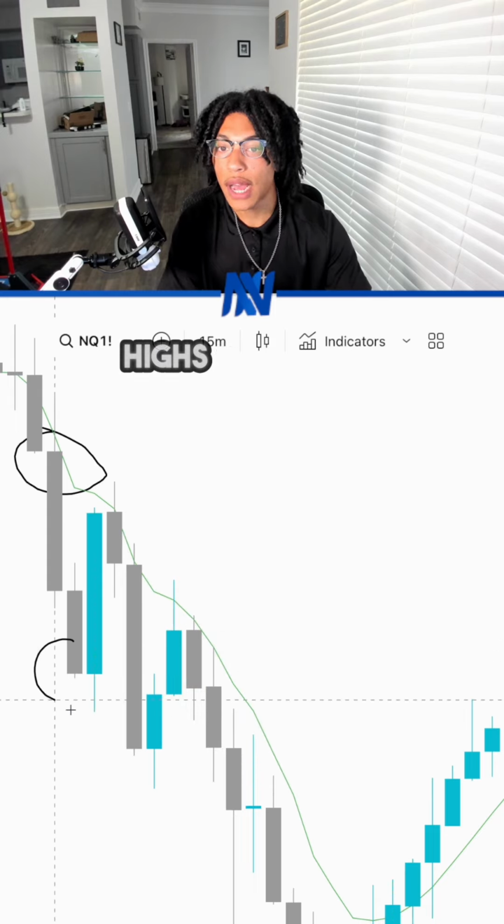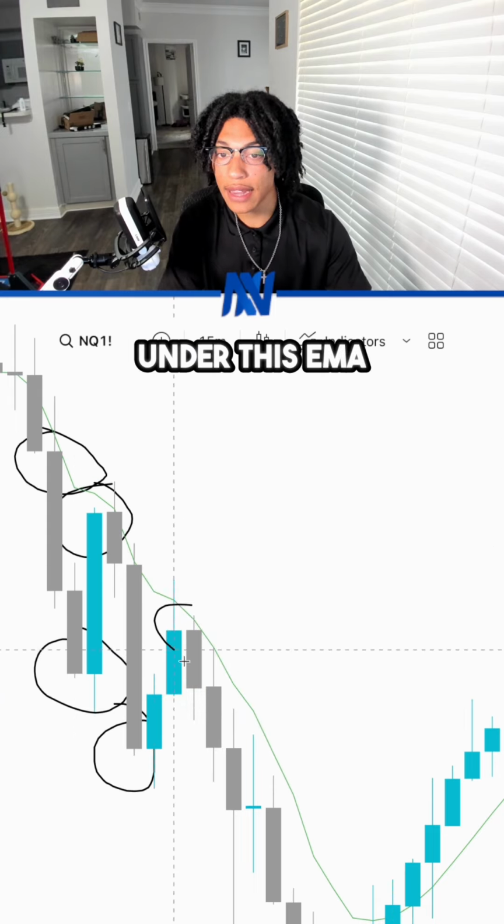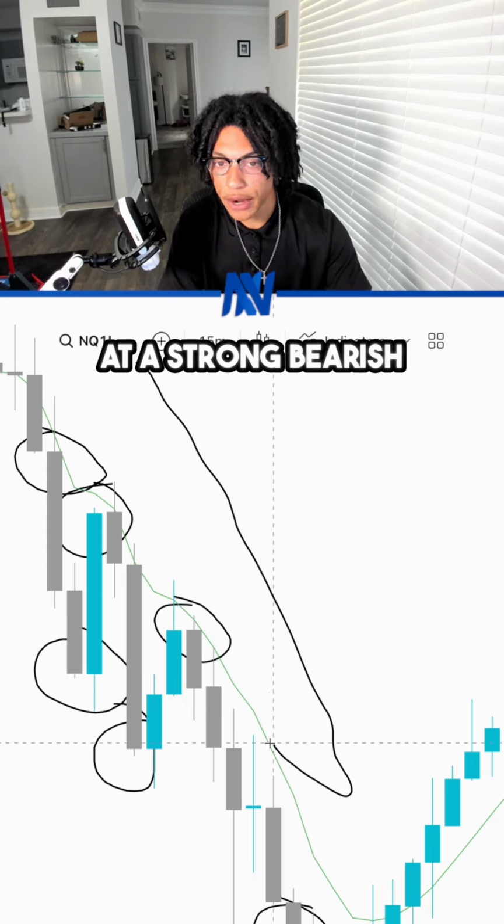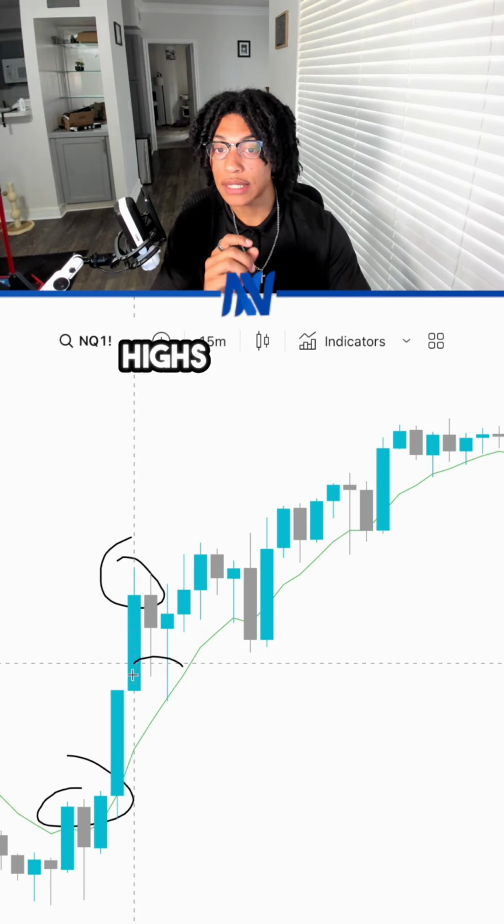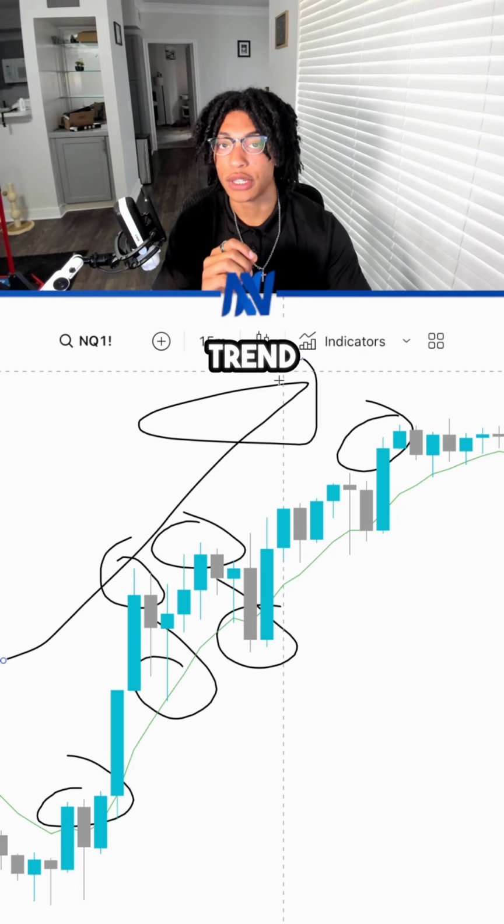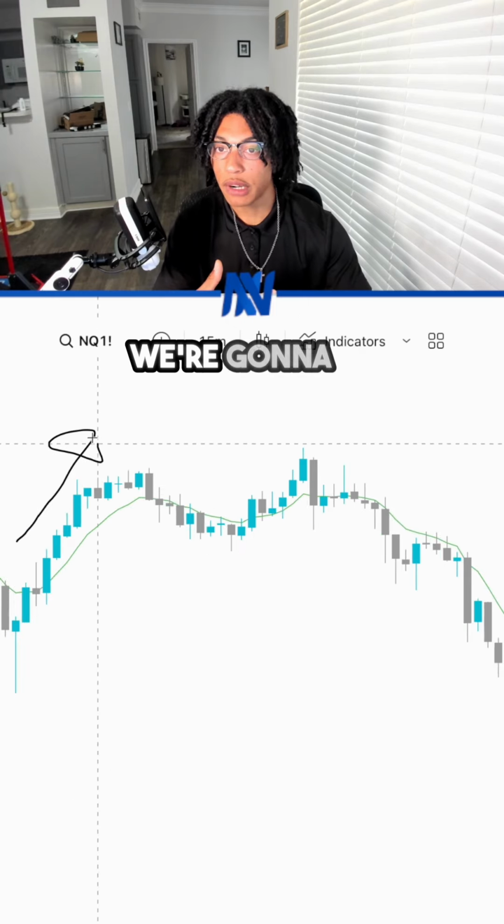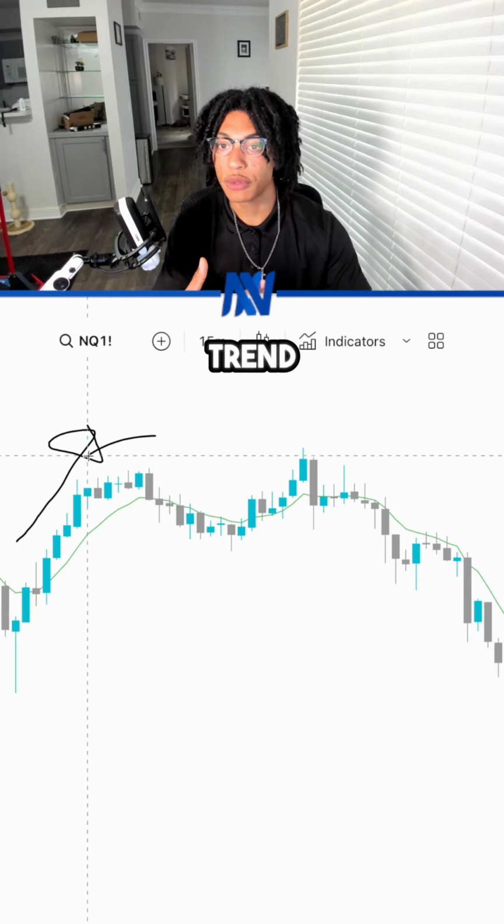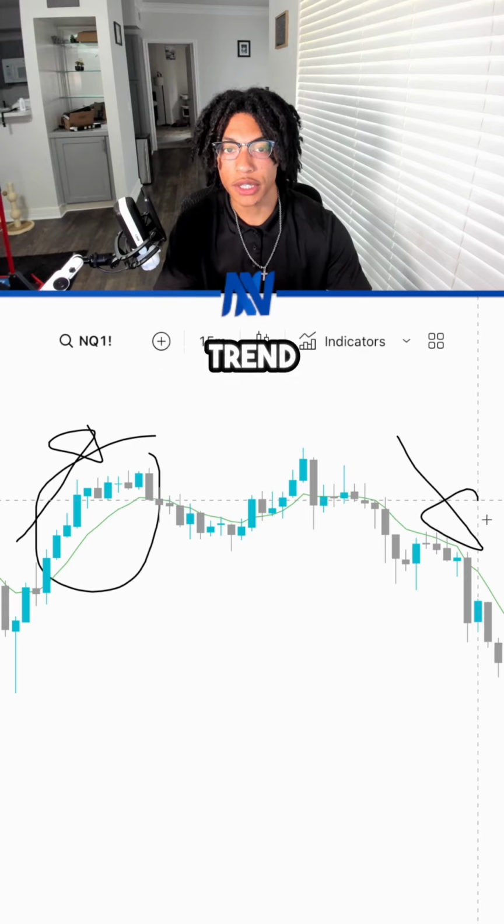So if we see lower highs and lower lows being formed under this 8 EMA, then we're looking at a strong bearish trend. But if we see higher highs and higher lows being formed over this 8 EMA, then we're looking at a strong bullish trend. So like I said, whenever we find the trend, we're going to be riding the wave. So if it's a bullish trend, we enter bullish, but if it's a bearish trend, we enter bearish.